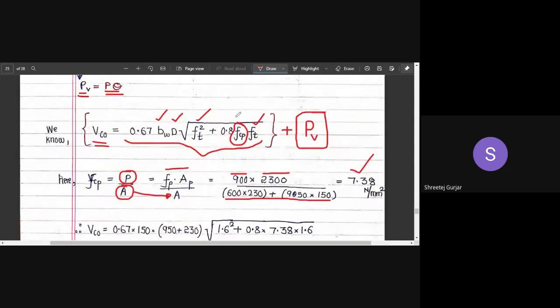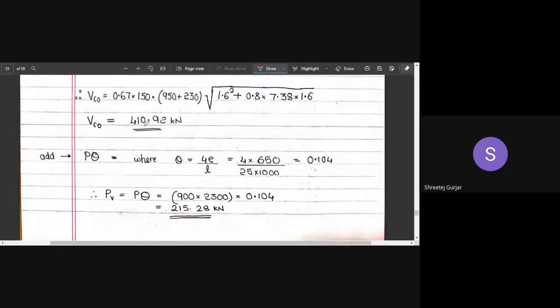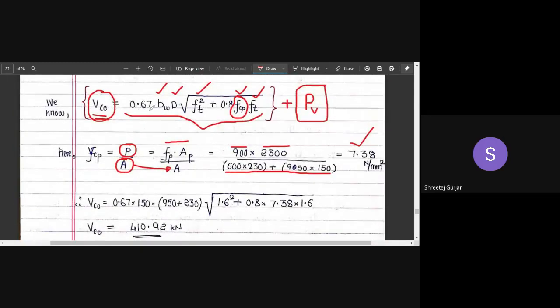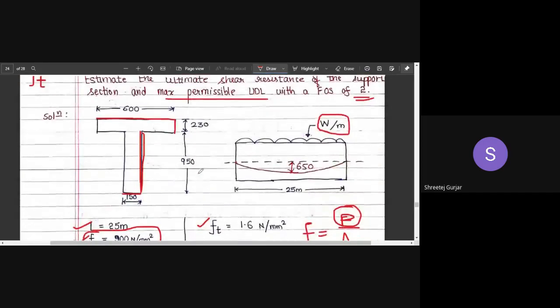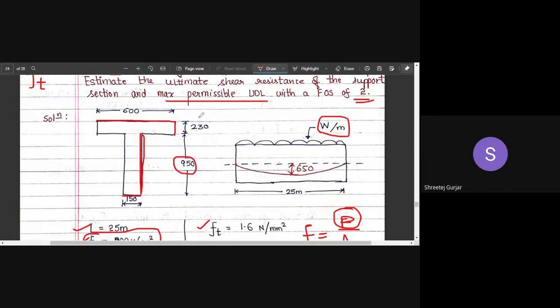Okay. Now you can see in this particular equation, we know all the required things. We can substitute now and we can calculate VCO. Correct? Now here VCO we have substituted. You can see 0.67 BW, that is the breadth of the web, 150, into D, the overall depth of the beam. It is 950 mm plus 230. Okay, it will give you the overall depth of the beam, which is nothing but capital D. Okay, overall depth of the beam.